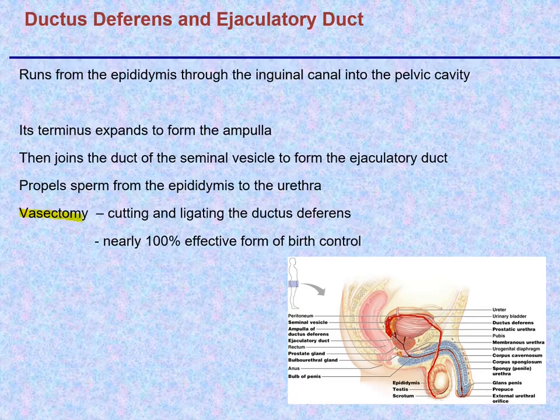Vasectomy is the procedure to cut and tie off the ductus deferens to sterilize a male. Male sexual function is completely normal, but they're sterile. And if there is a question about whether it's reversible, yes, it is reversible. It requires a microsurgical procedure to rejoin it.